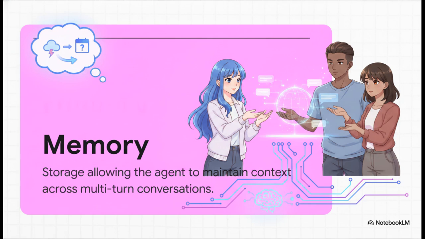If you ask an AI, what's the weather like in New York, and then instantly follow up with, will I need an umbrella, it needs memory to know you're still talking about New York. Memory ensures your agent maintains the context of your multi-turn conversations. This is absolutely vital when you're building massive, complex applications over a long dev session.